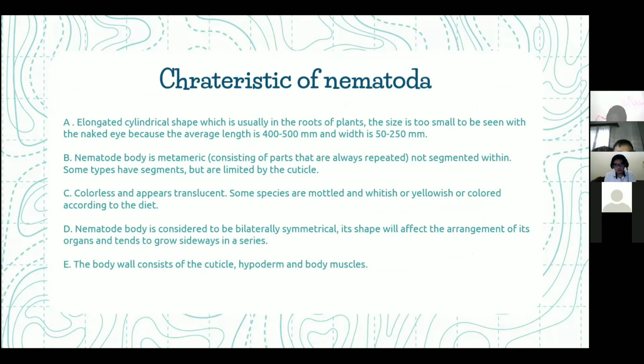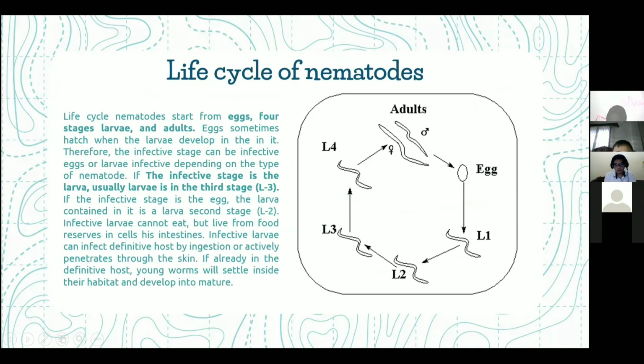For plant parasitic nematodes, usually the size is too small, around 200 micrometers, and the nematode body is made of segments or parts.